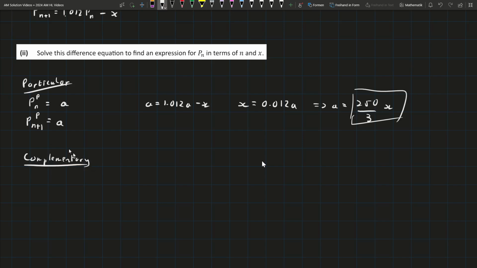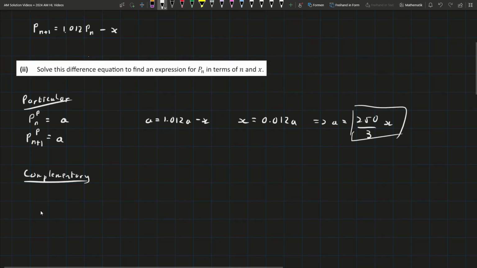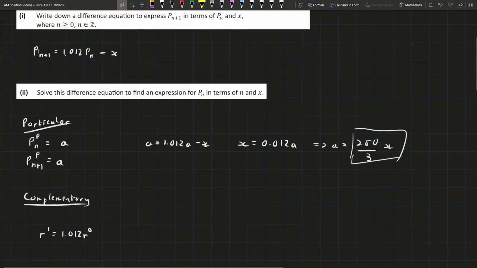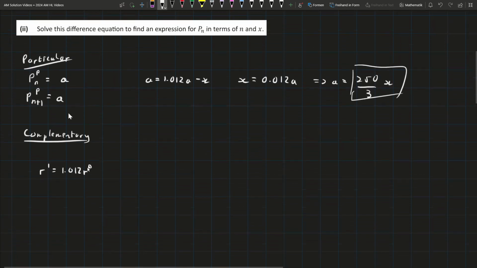Now our complementary solution. Remember, to find the roots of the characteristic equation, we take the lowest Pn to be a constant, the next one to be a root, which I'll call r because x is already taken, and then the next one up is an r squared. But here we just have 2, so there's only 2. So we'll have r to the power of 1 equals 1.012 r to the power of 0. And if there was a Pn plus 2, that would be our r squared, which you'll see in one of the later questions about second order.